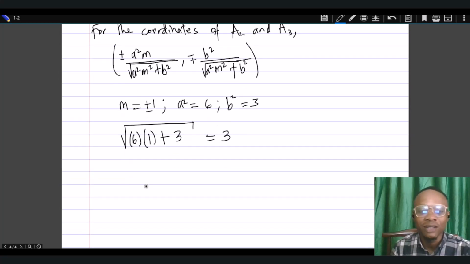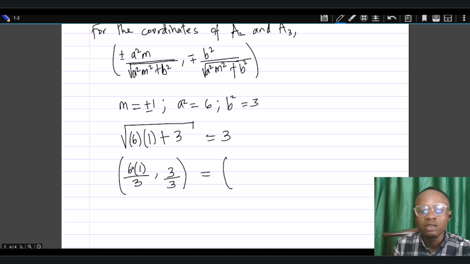Okay, so we can just go ahead now and get the coordinates of this point. We'll have a squared m for the x coordinate. That will be 6 multiplying plus or minus 1. So let's say 6 into 1, and then divided by 3. Then, comma, for this we'll have 6, b squared, which is 3, then divided by 3. So what does this give us now? This is going to give us 6 over 3, which is 2, then comma 1.